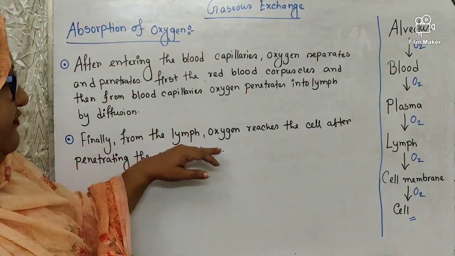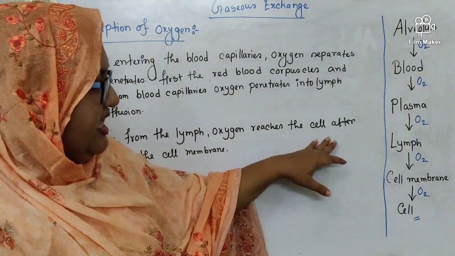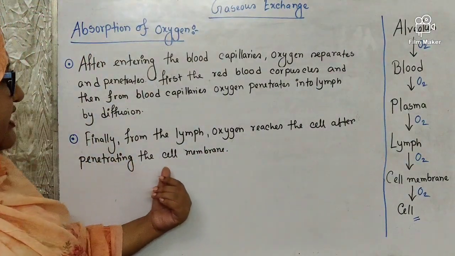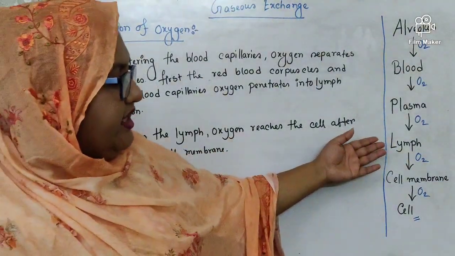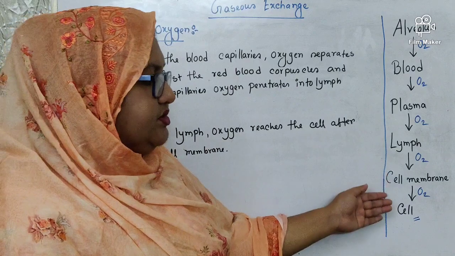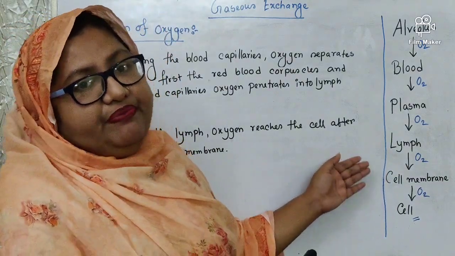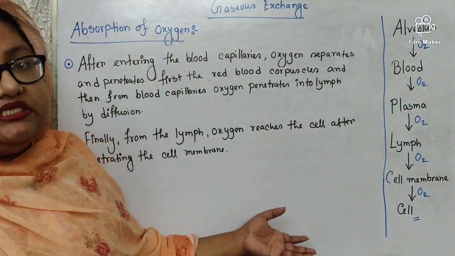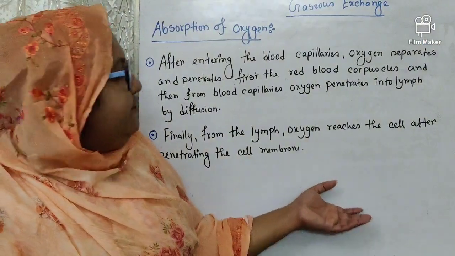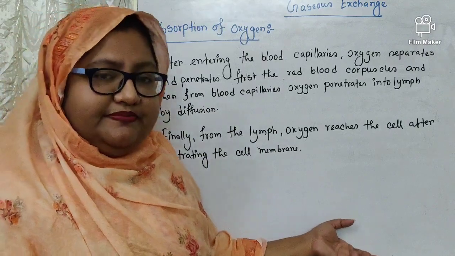Finally, from the lymph, oxygen reaches the cell after penetrating the cell membrane. This is how the oxygen is absorbed from the lungs. Okay.